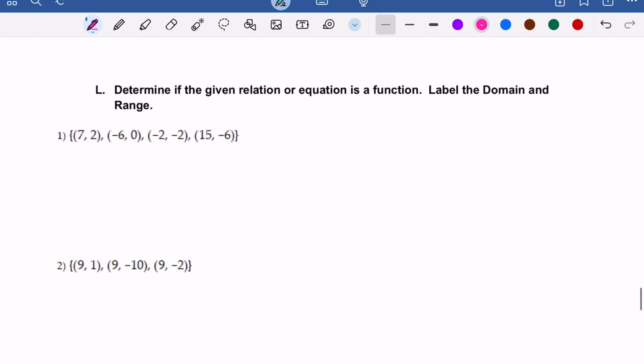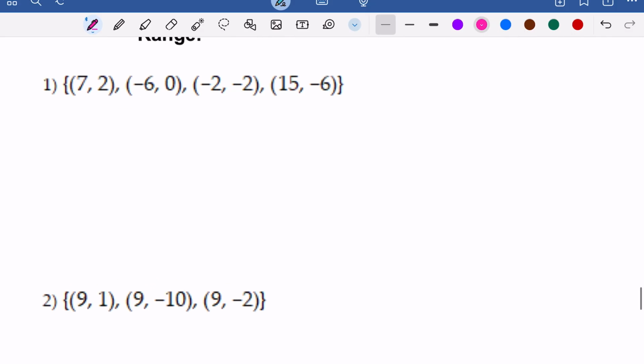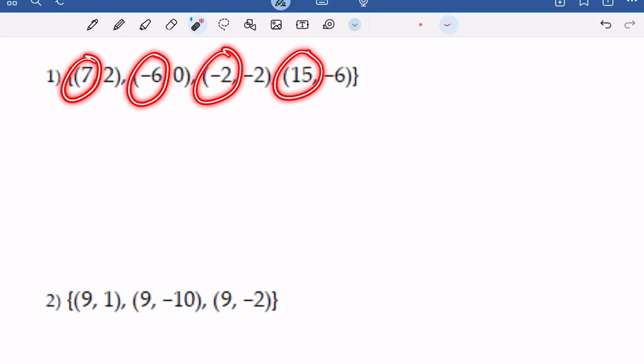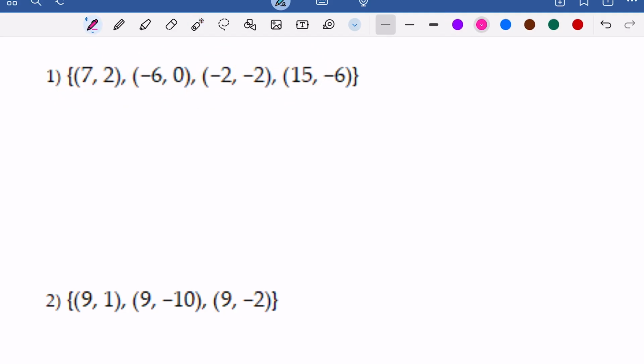All right, so let's look at some examples. In these examples, we're going to determine if the given relation or the equation is a function, and then we're also going to list and label the domain and the range. So in our first one, we're going to start by deciding, is this a function? I'm going to look at my x values, and I've got 7, -6, -2, and 15. None of those values repeat. That tells me, yes, this is a function.